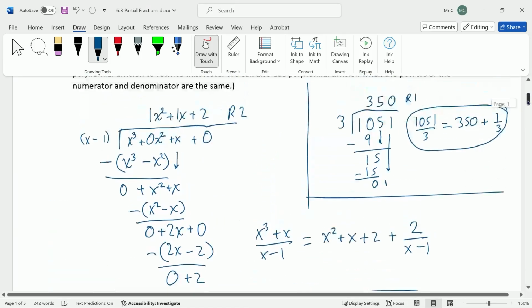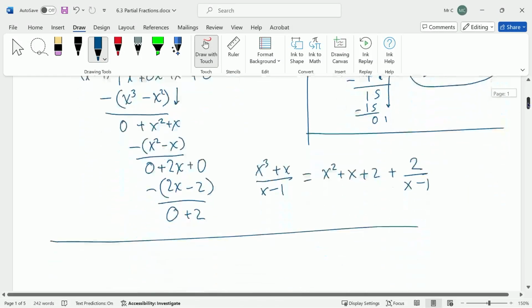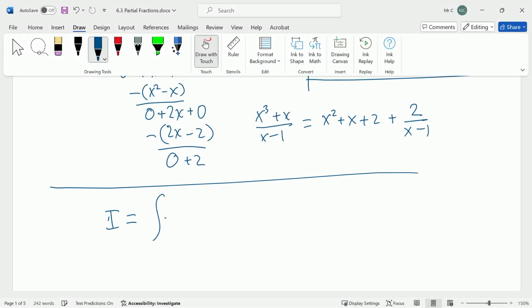So now if we go back to our integral, I'll call this I. That means that we can rewrite everything that's inside the integral. So we can just write this as I equals the integral of x squared plus x plus 2 plus 2 times 1 over x minus 1 dx. And then we can integrate like normal.